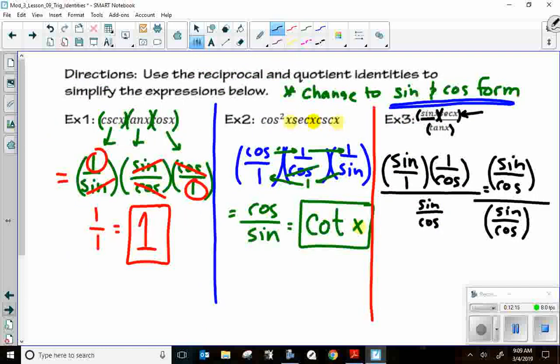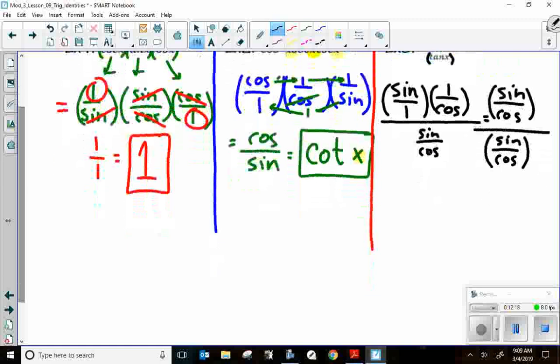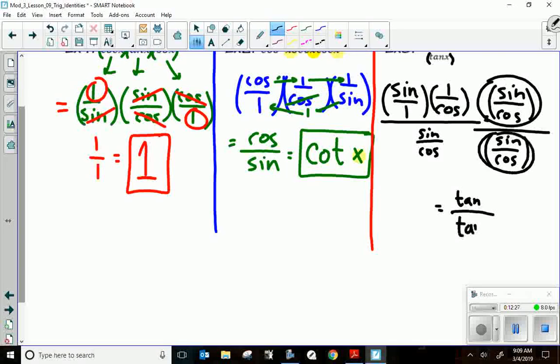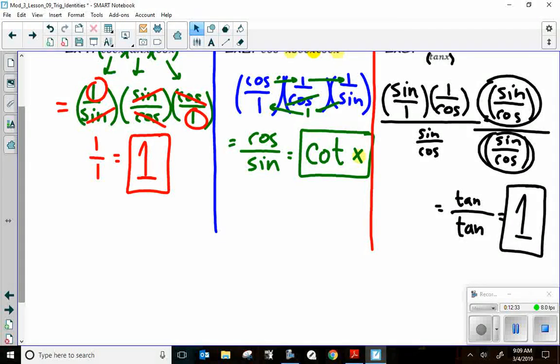So if I wanted to simplify this out more, and I don't have to, but just to show you, sine over cosine is the same thing as tangent. Tangent over tangent is 1. And there you go.